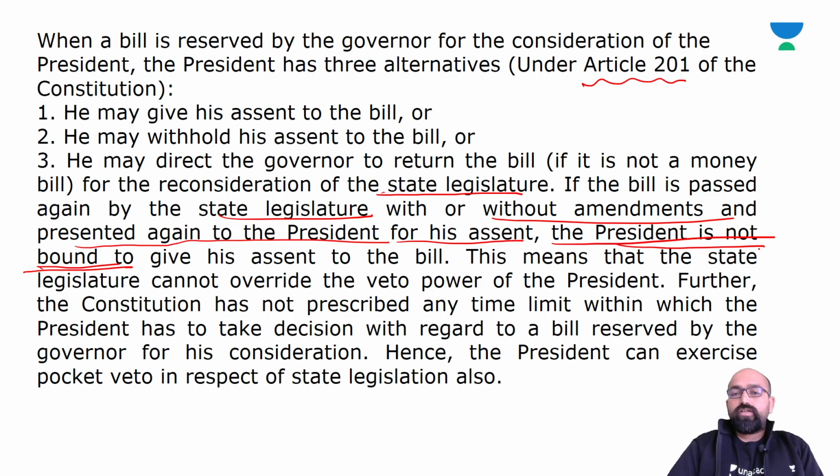Yes, this is the difference between the bill passed or reconsidered by the parliament and by a state legislature. In the case of state legislature, the president is not bound to give his assent to the bill. Now this means that the state legislature cannot override the veto power of the president. Further, the constitution has not prescribed any time limit within which the president has to take a decision with regard to a bill reserved by the governor for his consideration. Hence, the president can exercise pocket veto in respect of state legislation also.